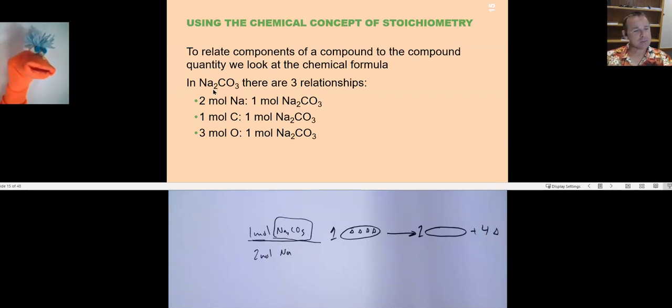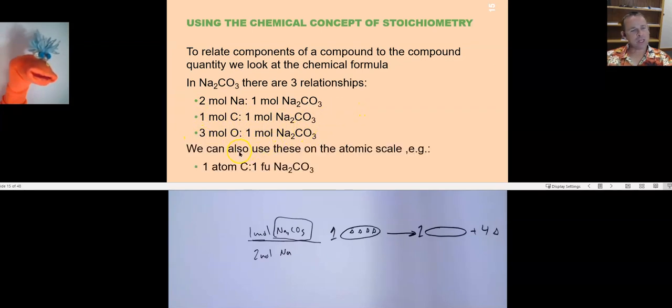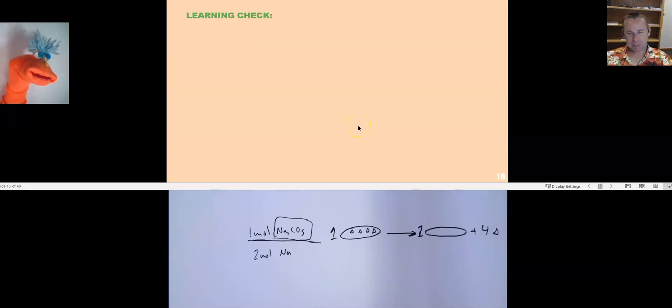And so I can make lots of stoichiometric statements. 1 mole of carbon for every 1 mole of sodium carbonate. 3 moles of oxygen for every 1 mole of sodium carbonate, okay? We can use these on the atomic scale as well. There's 1 atom of carbon for every formula unit of sodium carbonate, all right? So there's lots of different stoichiometric statements that we can make.